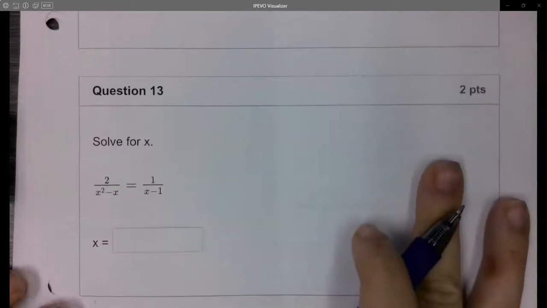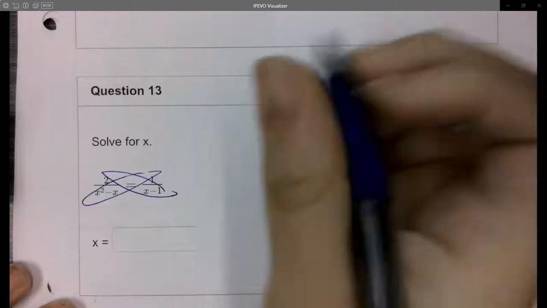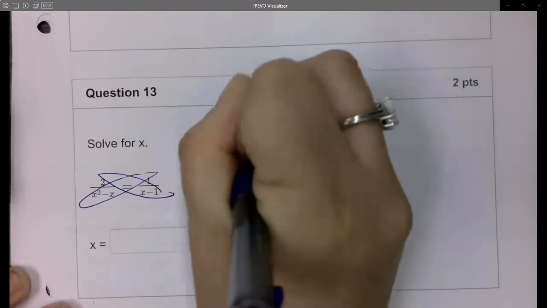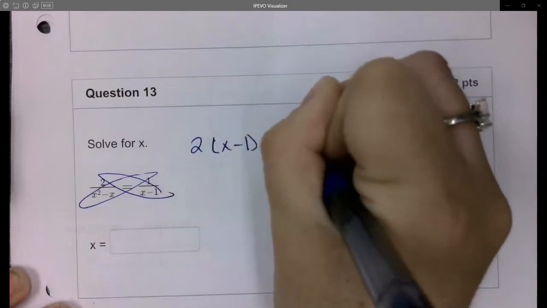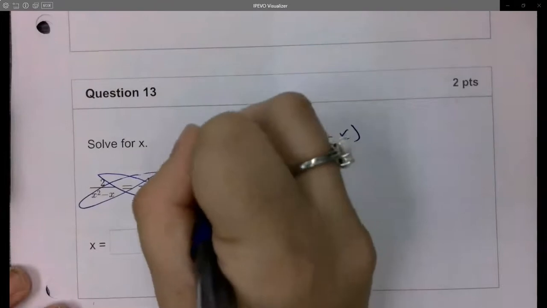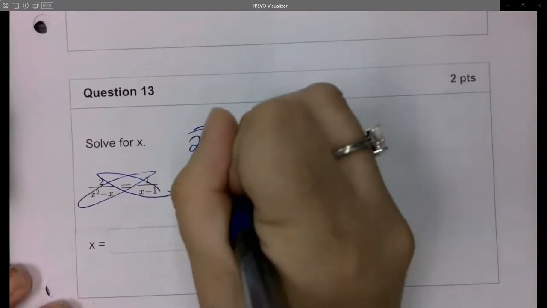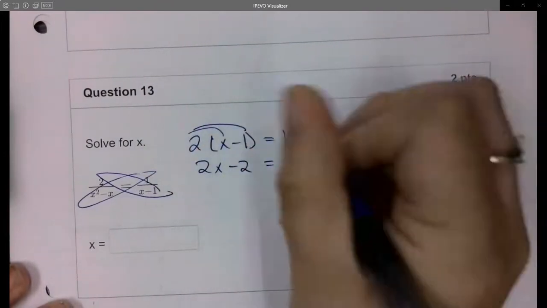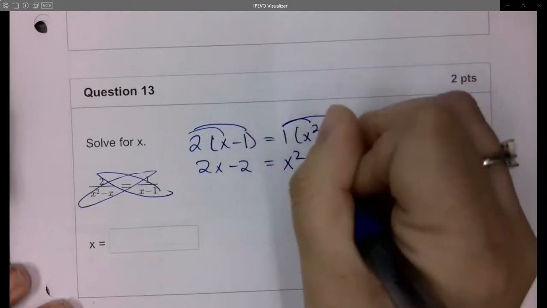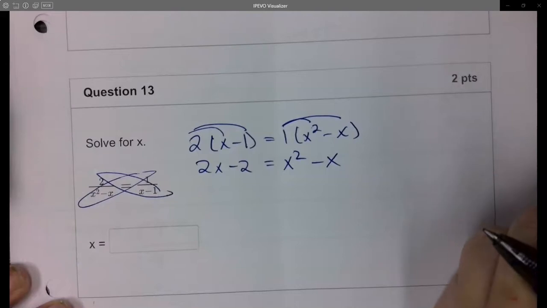Okay, number 13 is the same. So I'm going to cross multiply. I have 2 times x minus 1 and 1 times x squared minus x. So on the left side I have 2 times x, which gets me 2x. 2 times negative 1 gets me negative 2. On the right I have 1 times x squared, gets me x squared. 1 times negative x gets me negative x.